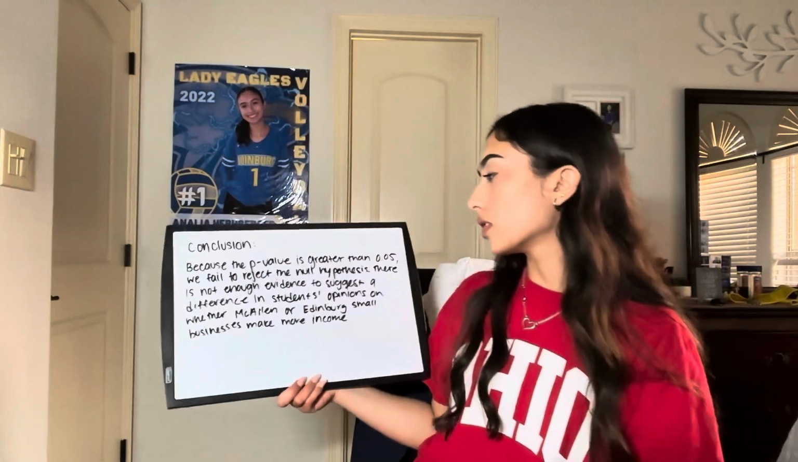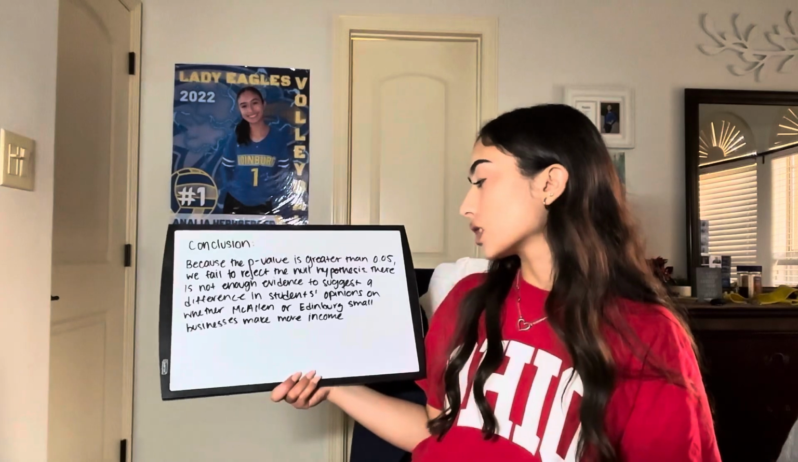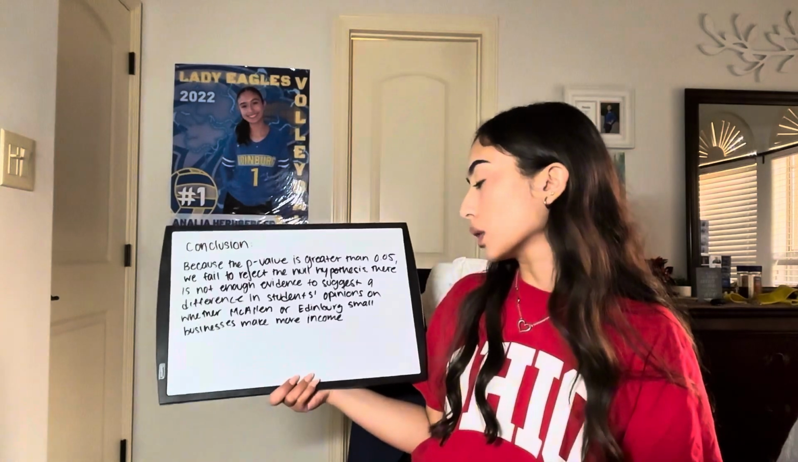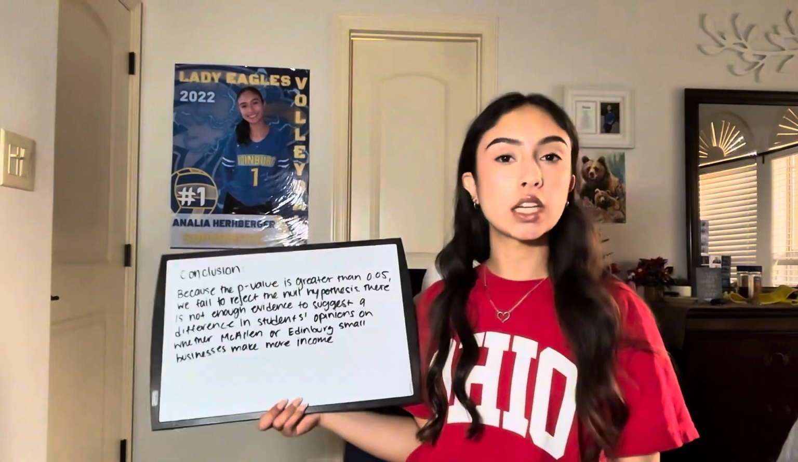There is not enough evidence to suggest a difference in students' opinions on whether McAllen or Edinburgh small businesses make more income. A confounding variable could have been where someone lives. It could be biased because they can live in McAllen or Edinburgh, and they might be surrounded by that environment more, so they might think that small businesses where they live will get more income. And a limitation could be non-response, because some people might not respond to what you're asking.